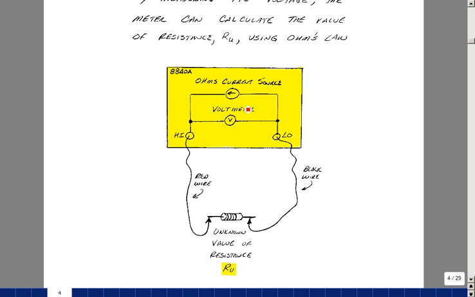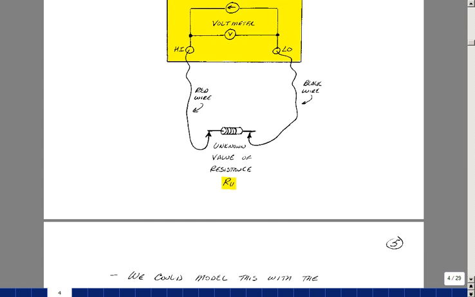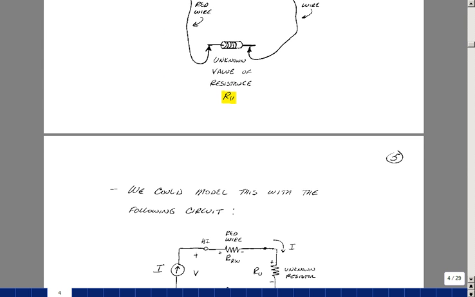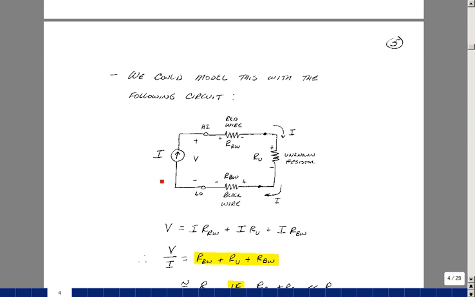The instrument forces a current to pass through the wires and the sample and come back, and then it measures the voltage across these terminals and takes the ratio of those two. And that's what it displays on the screen. But let's draw a schematic of what we're seeing here. So we have a current source back at the terminals of the multimeter and an unknown sample that we've connected a wire to and a wire back to.